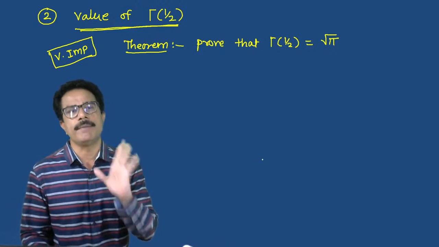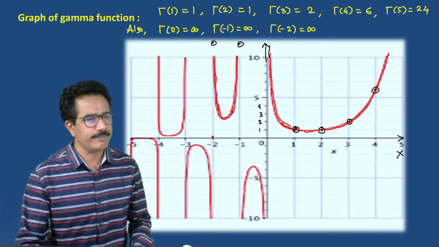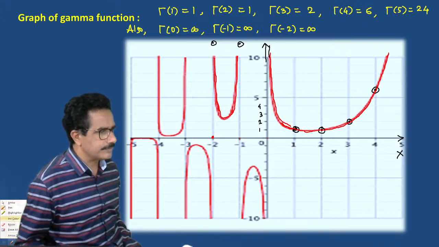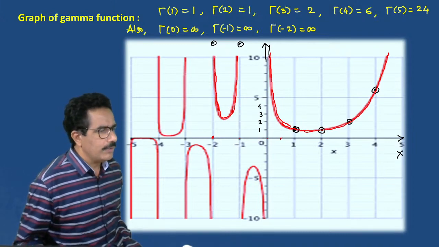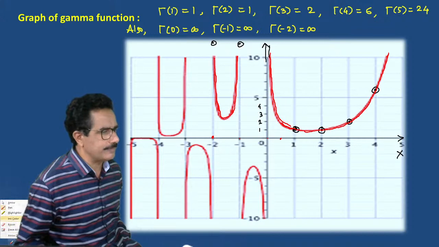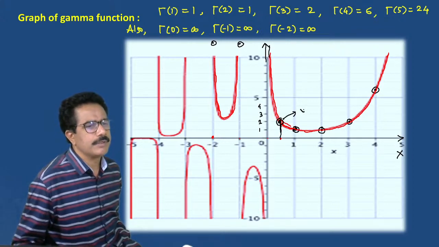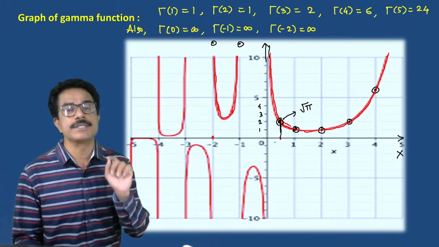Actually we have to find out the gamma 1 by 2. That means, actually see this in the graph. Gamma 1 by 2. This is 1 by 2. So we can write this as gamma 1 by 2. Means this point will be root pi. We have to prove this result. Gamma 1 by 2 means root pi.